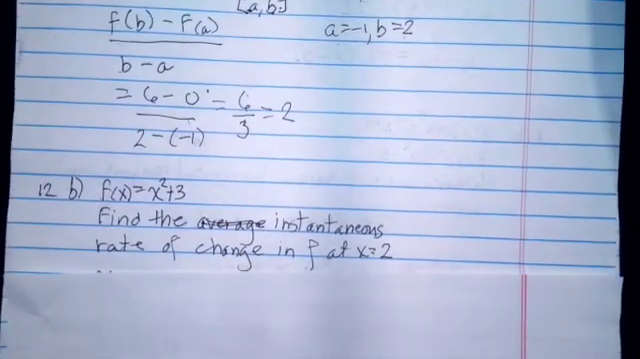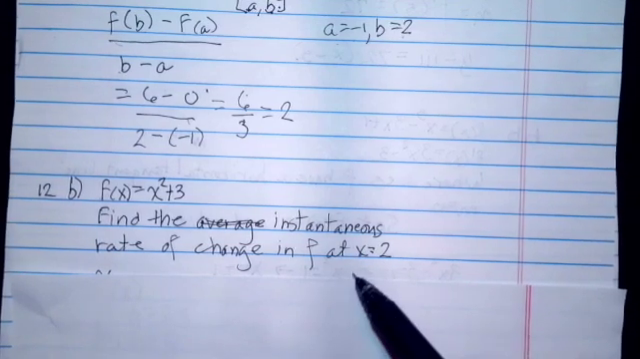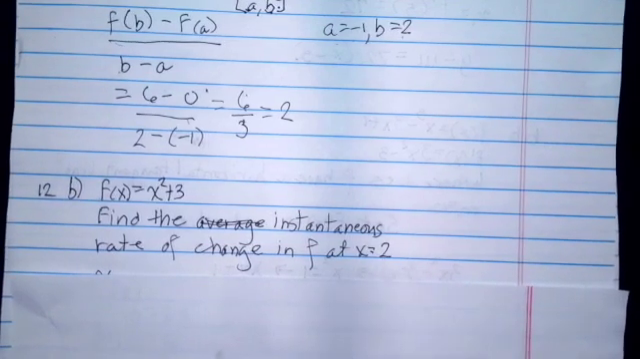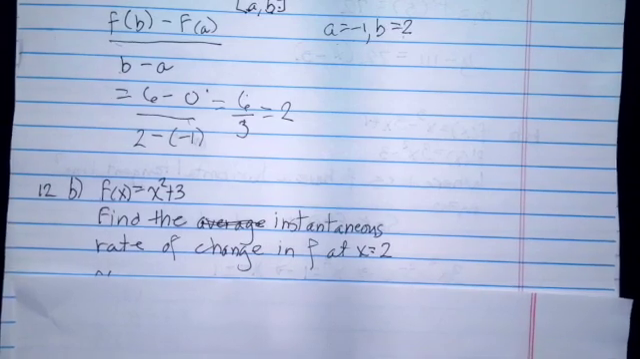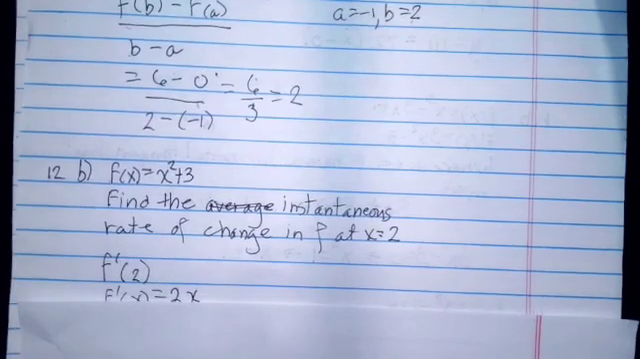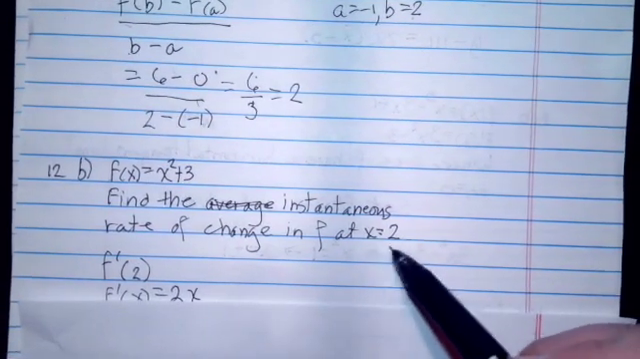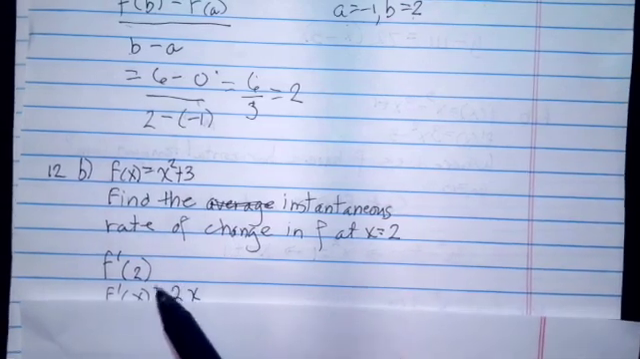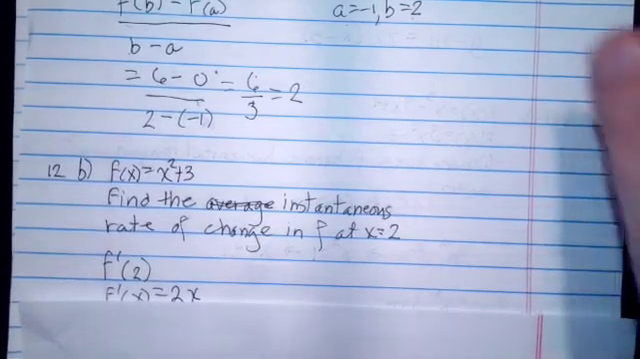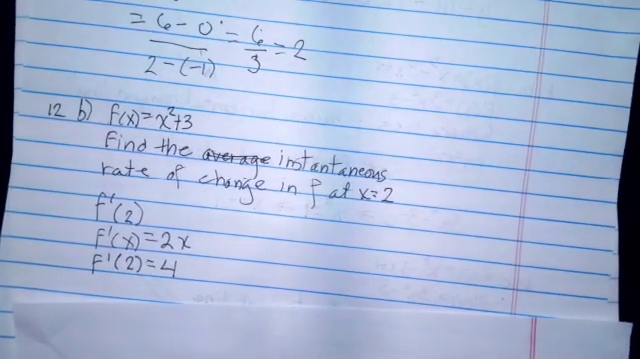In part B, we're asked to find the instantaneous rate of change in f at a single point. Remember that with the instantaneous rate of change, you're looking for the rate of change at a single point. And in that case, the rate of change is given by the derivative. So we want f prime of 2. We want to evaluate the derivative at 2 because that's the x value we're talking about. All right, so the derivative is 2x, and if you substitute in 2, you get 4. That's the instantaneous rate of change.